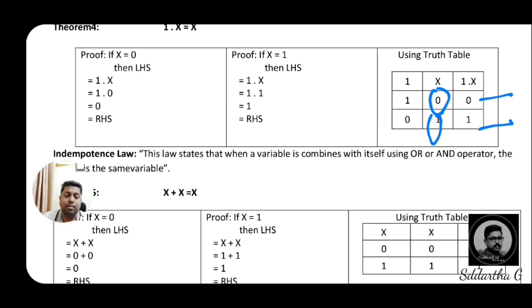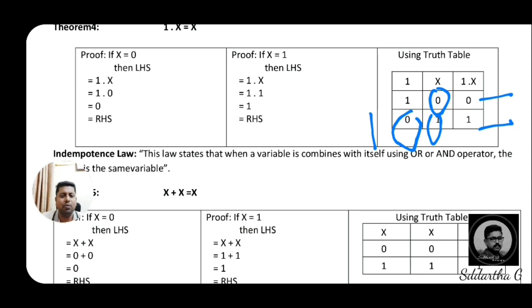is equal to 0. So in this particular truth table, if you observe the input, when the input is 1, 1 into 1 is equal to 1. When the input is 0, the result is 0. So this is what we call some properties of zeros and ones.